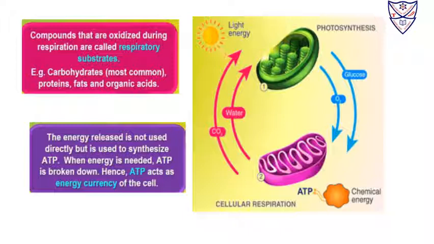So compounds that are oxidized during respiration are called respiratory substrates. So here, carbohydrate, which is mostly glucose, is oxidized to get energy. This is cellular respiration. Generally, the carbohydrates are the ones which are oxidized. They are the most common substrates. The energy released is not used directly, but it is used to synthesize ATP. ATP is adenosine triphosphate. Hence, ATP acts as the energy currency of the cell.